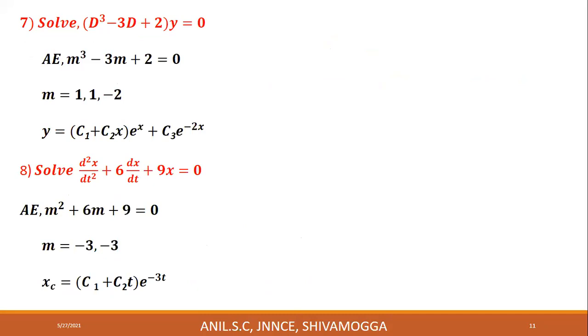Solve D cube minus 3D plus 2 into y is equal to 0. Its auxiliary equation is m cube minus 3m plus 2 is equal to 0. Factorize this. Try to factorize this.